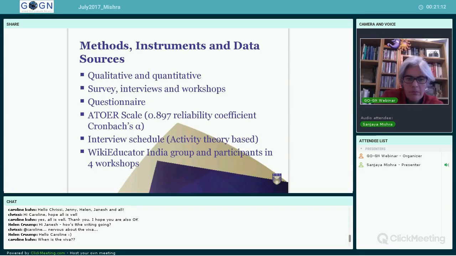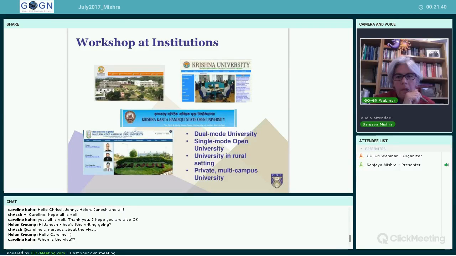We developed a scale, which we call the Attitude Toward Open Educational Resources Scale. We had an interview schedule using activity theory, and a survey questionnaire that used the attitude scale. So it used both qualitative and quantitative approaches. We also conducted four workshops, apart from talking to people in an online group called Wiki Educator India group. We conducted the four workshops at four different types of institutions. One was a Commonwealth University, which was offering both face-to-face education and distance learning. One was a single-mode open university.